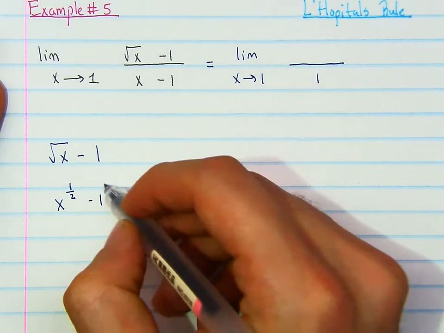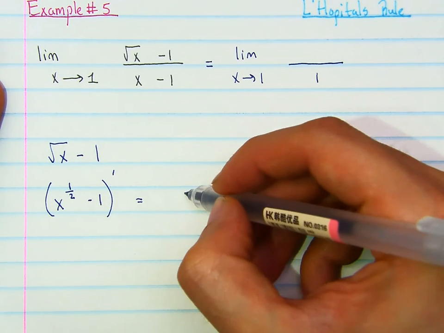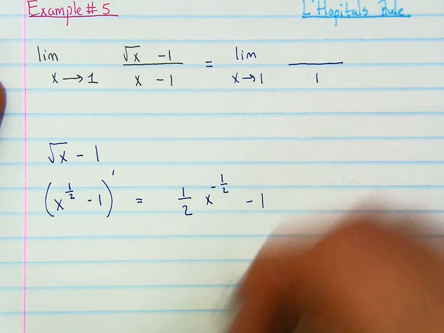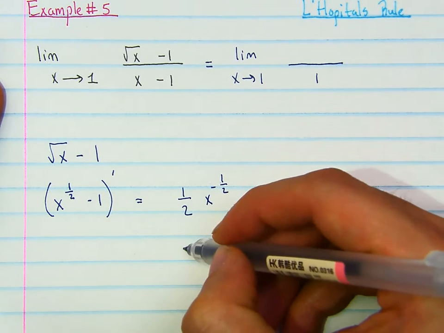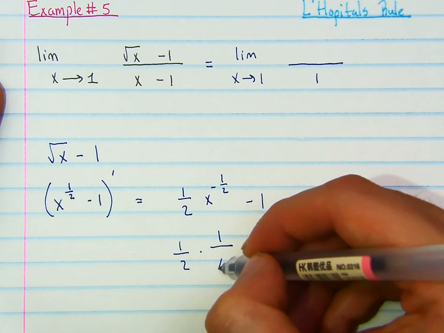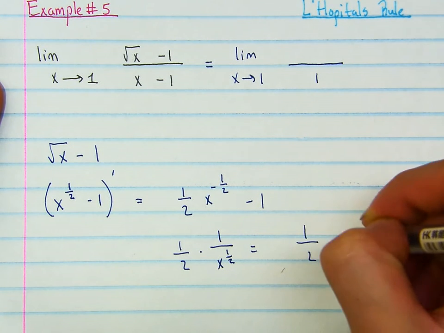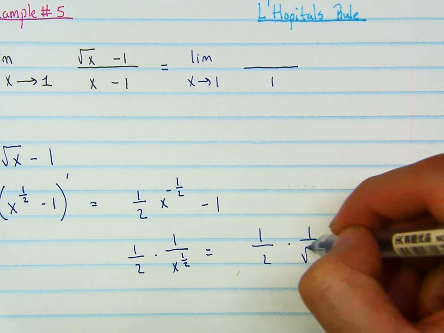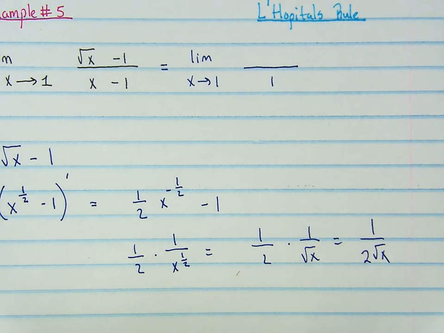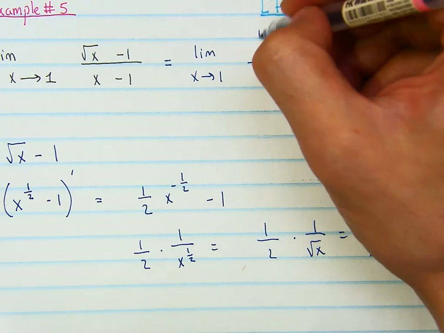And if I want to take the derivative of this, then I say that this is equal to 1/2 x to the negative 1/2, minus 1. So then this is 1/2 times 1 over x to the 1/2, which is equal to 1/2 times 1 over square root x, which is equal to 1/2 square root x. Okay, this we've done, right? So this is 1/2 square root x.